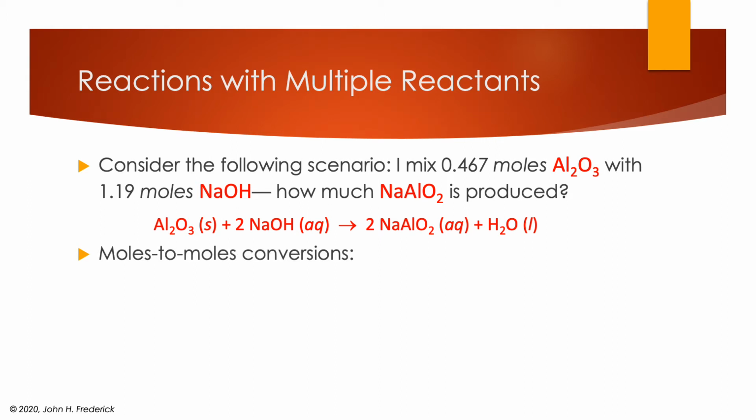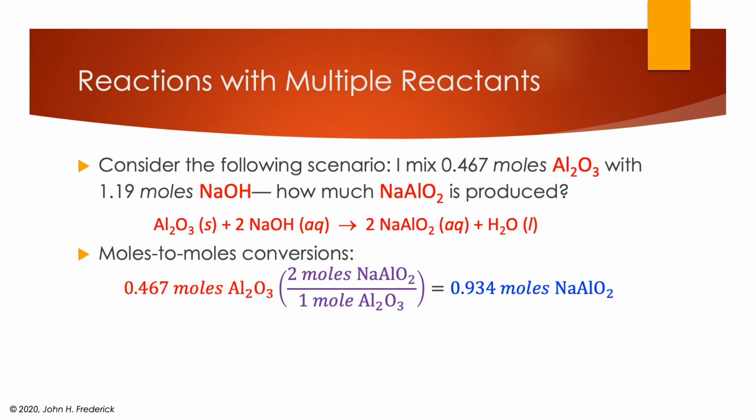I'm starting with moles of each of my reactants, and I want to know how much is produced. We'll just say that means moles. So if I plug this in for aluminum oxide, I start off with 0.467. That's what I have. What I want is moles of sodium aluminum dioxide, and the mole ratio coming from the balanced chemical equation is 2 moles of NaAlO2 for every 1 mole of Al2O3, so my mole ratio is 2 to 1, so I should produce 0.934 moles of the product.